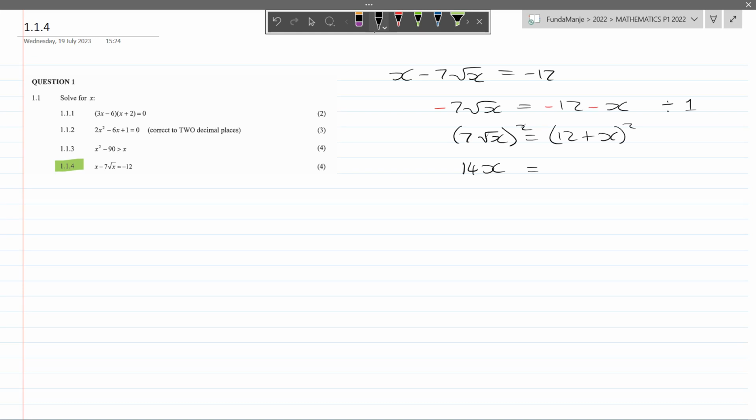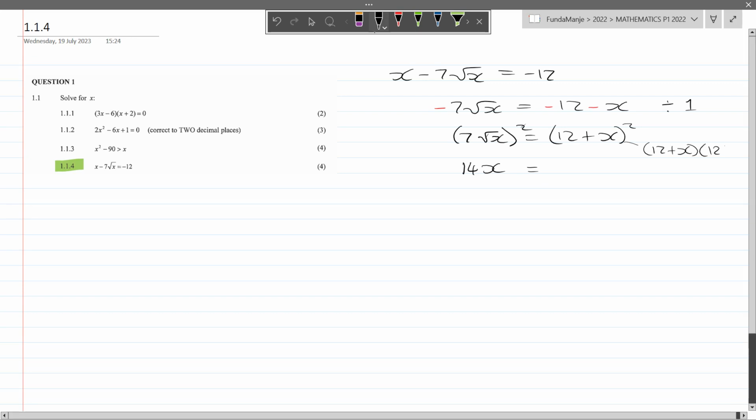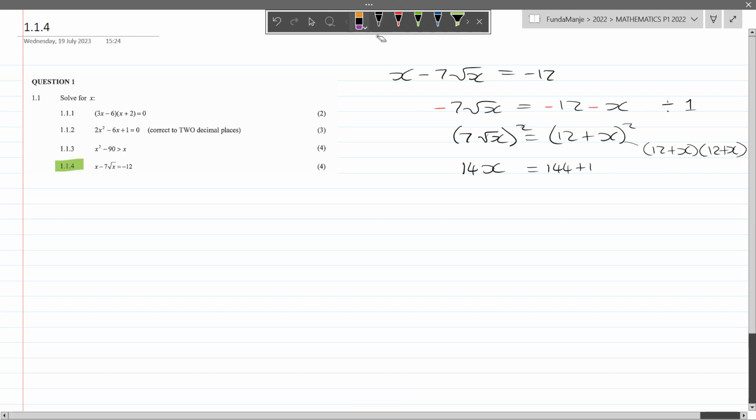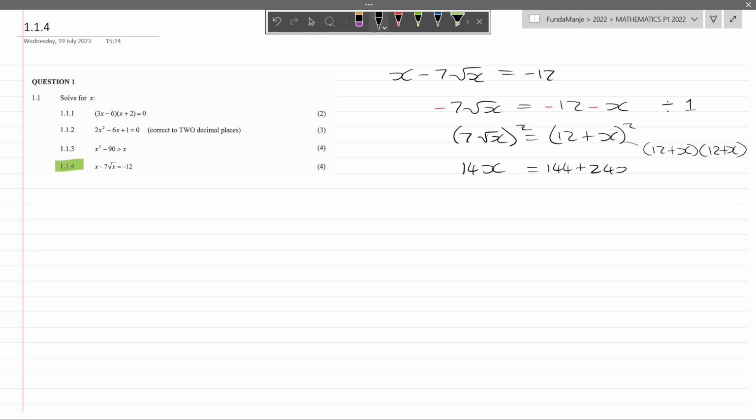Then on the other side we have to expand. So expanding this would be brackets 12 plus x and 12 plus x. Then you multiply this out. This would give us 144. 12 times x, that would be 12x. And then here x times 12, that would be another 12x. So we can just join these 12x and 12x to give us 24x. And then x times x gives us x squared.